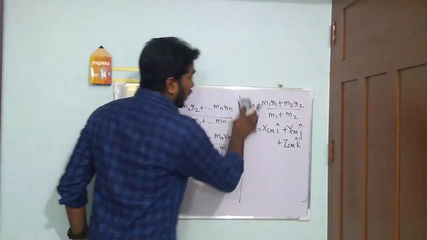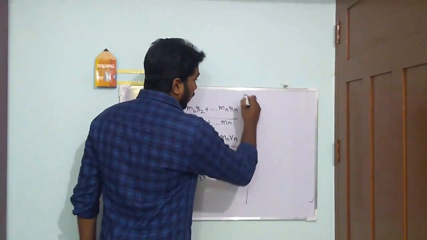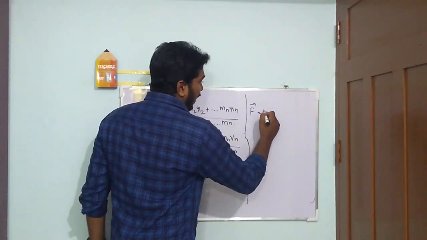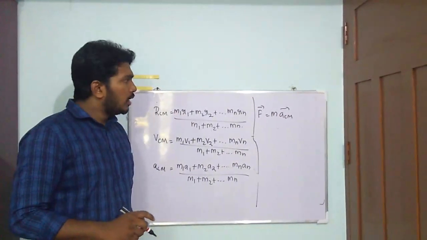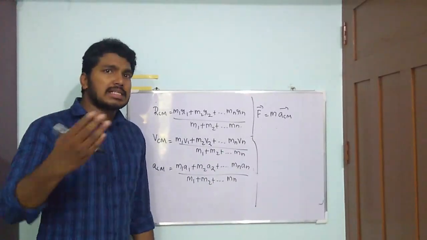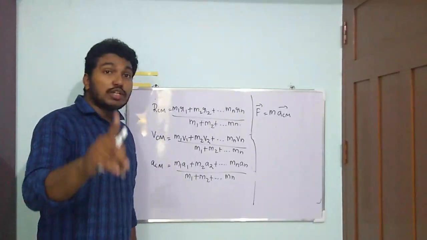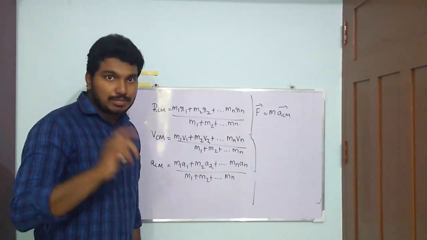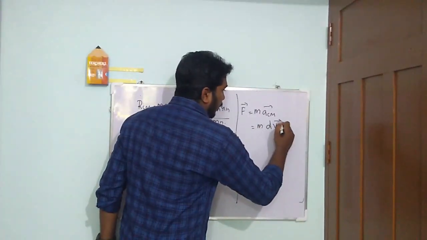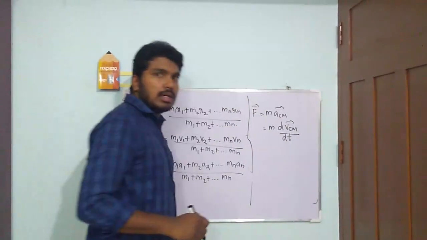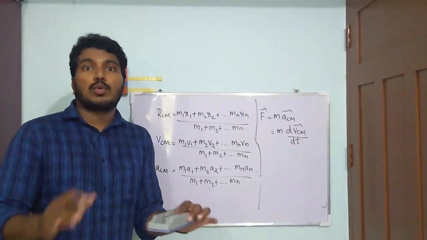So let's apply that. The force acting on a system can be written as F is equal to M into ACM. Now, ACM, how can I write acceleration? Is it related to velocity? Yes, it is the rate of change of velocity, acceleration, right? So we can write like this, M into dVcm by dt.